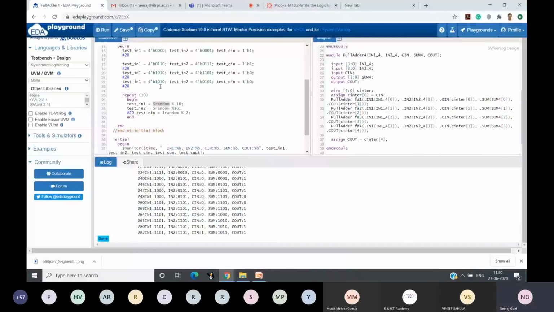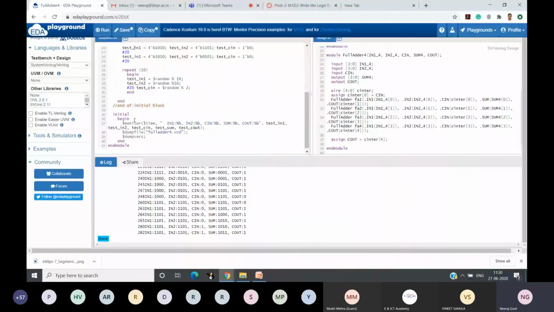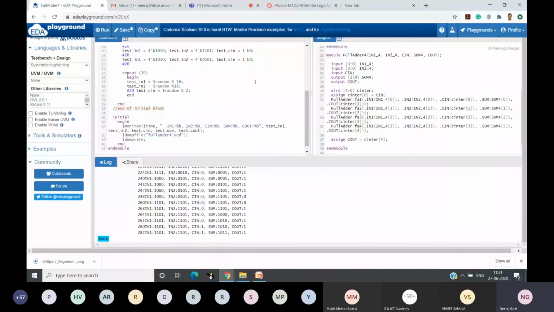Along with that, as we did yesterday, we have created a dump file, which is full_adder4.vcd, and also dumped all the variables. One change from yesterday: we used the display statement, $display, which was written after each stimulus input so that we can see the output corresponding to each stimulus. Now here, instead of writing display, I am writing $monitor. So $monitor is another command.